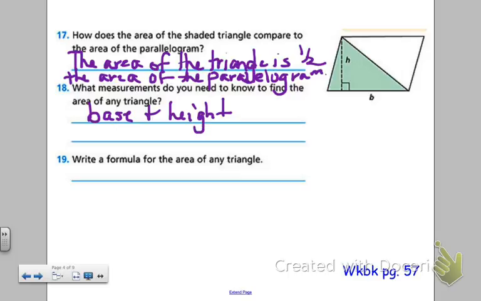So, write a formula for the area of any triangle. Well, to find the area of a parallelogram, you have to do base times height. But if we're talking about half of a parallelogram, we're talking about half base times height. Also known as base times height divided by 2.